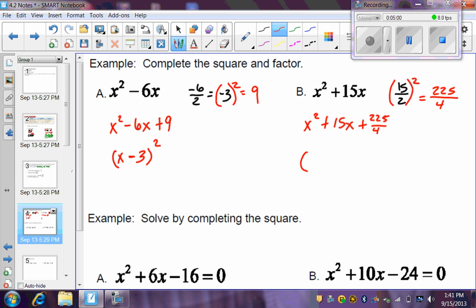Then when we factor it, the sign in the middle is going to be a plus because the sign in front of our b is plus. Square root of x squared is x. The square root of 225 over 4 is just 15 over 2.